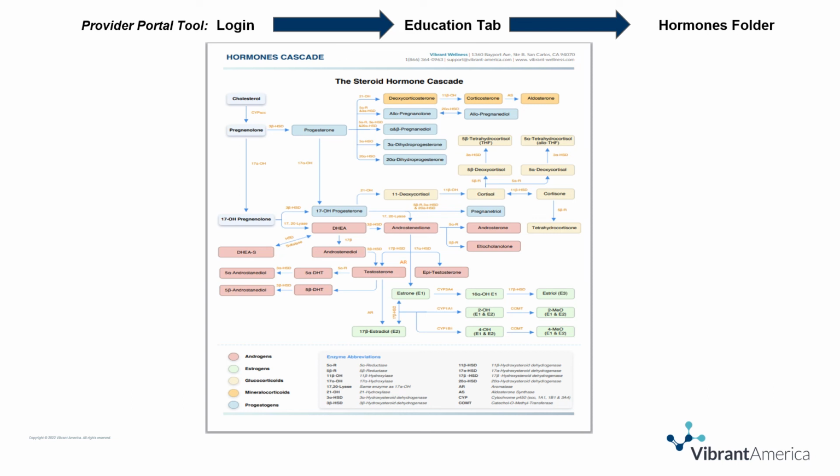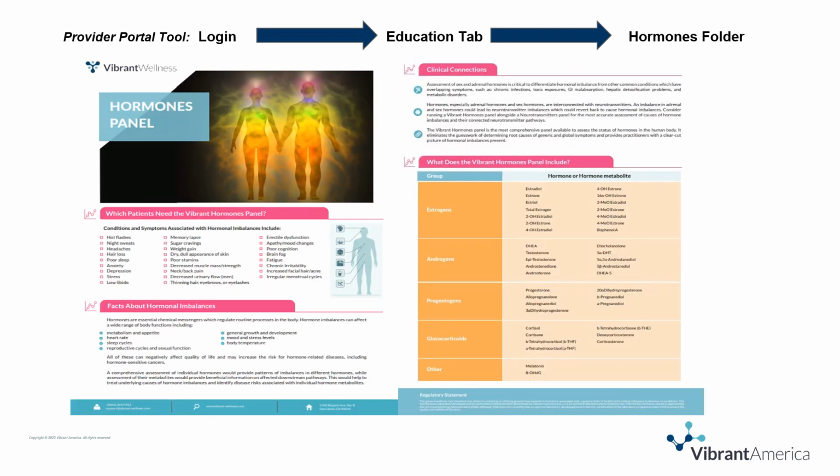You can find this by logging into the provider portal, looking in the education tab, and opening the hormones folder. Also in the provider portal is the urinary hormones one-pager. You can use this to educate patients on the benefits of hormone testing. Again, simply log into your provider portal, select the education tab on the left side, and look in the hormones folder.